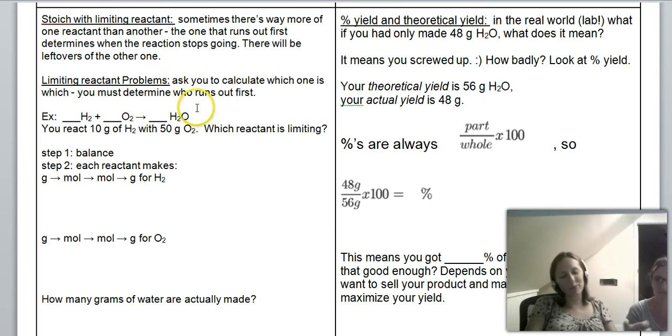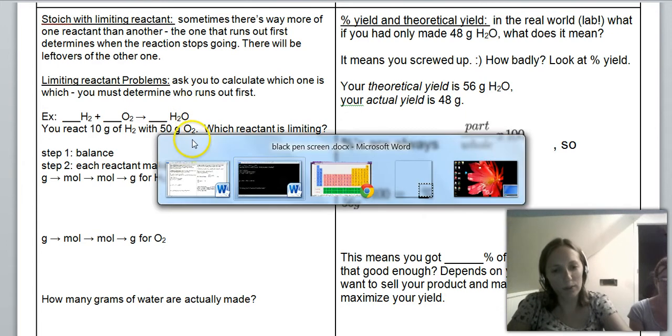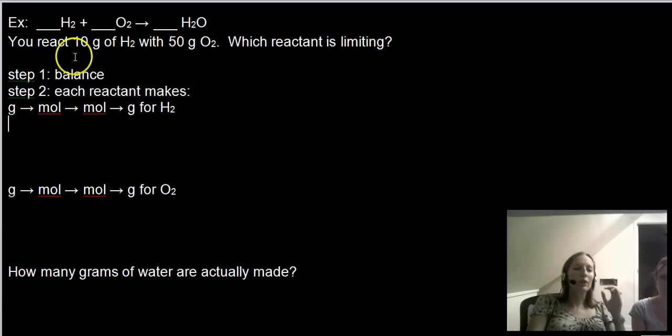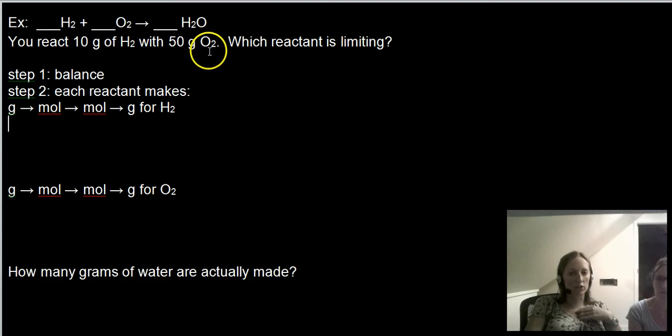So here's another example. I'm going to go do it on the black screen. Okay, so you react 10 grams of hydrogen with 50 grams of oxygen. Which reactant is limiting? Now, if you go with your first instinct and say, the small one, 10 grams of hydrogen, there's several things that you aren't taking into account, and so you cannot actually be sure that you're going to run out of hydrogen first. You're not taking into account the mass of the hydrogen, and you're not taking into account the rates at which you are using hydrogen and oxygen.